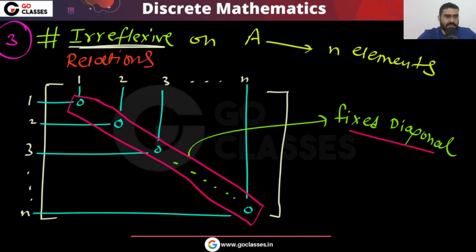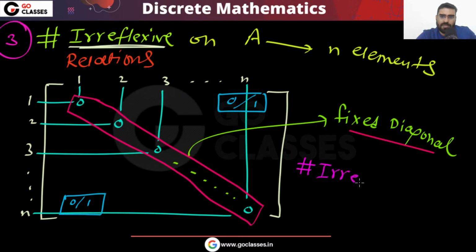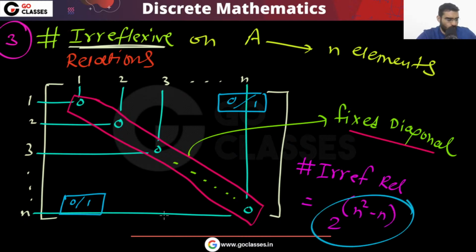The remaining cells have two choices. Whatever remaining cell you take, that cell will have two choices. So what will be the number of irreflexive relations? That will be the same as the number of reflexive relations, equal to 2 power n square minus n. This will be your answer.